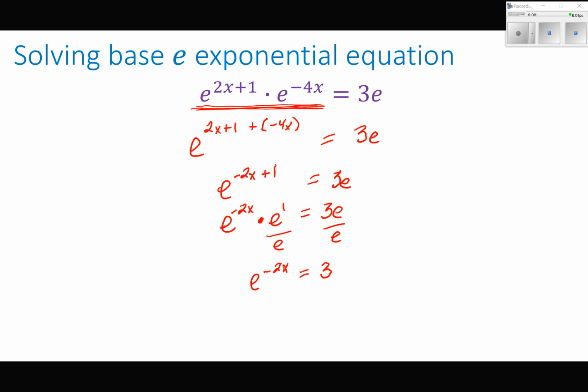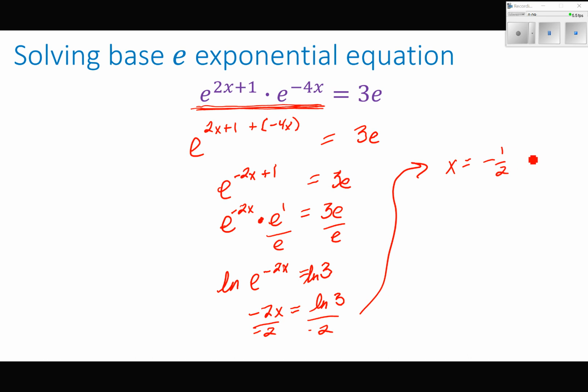To solve this, I can take natural log of both sides. So natural log of e raised to the negative 2x just becomes negative 2x, no longer in an exponent. Natural log of 3. Divide by negative 2, divide by negative 2. So I have x equaling negative 1/2 times natural log of 3, the same thing as natural log of 3 divided by negative 2. If I evaluate that, x is approximately negative 0.549.